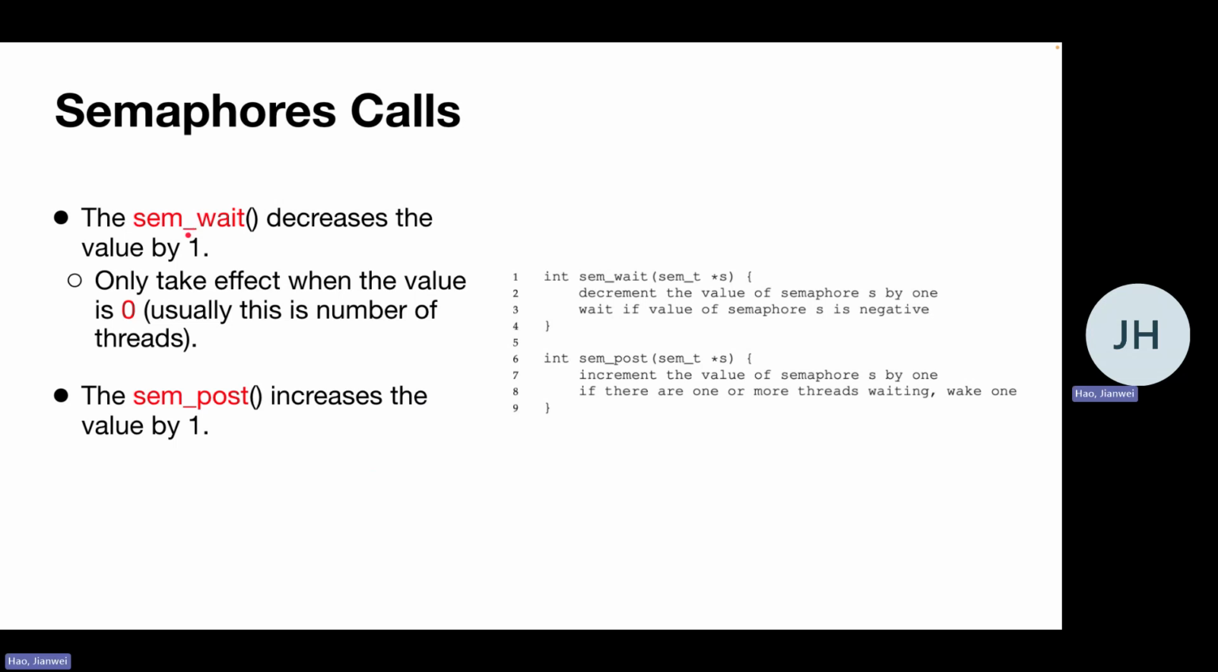So there are two functions, sem_wait and sem_post. They have different usage here. For the wait, it decreases the semaphore value by 1. It only takes effect when the value is not 0. And for the post, it increases the value by 1. That's how it works here. The wait will decrease, and when we call the post, it will increase.